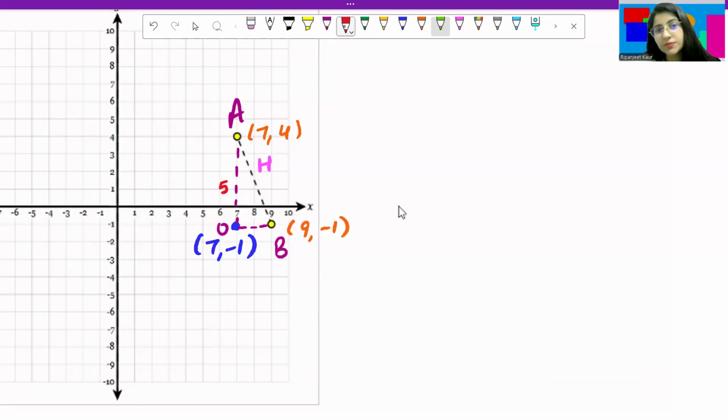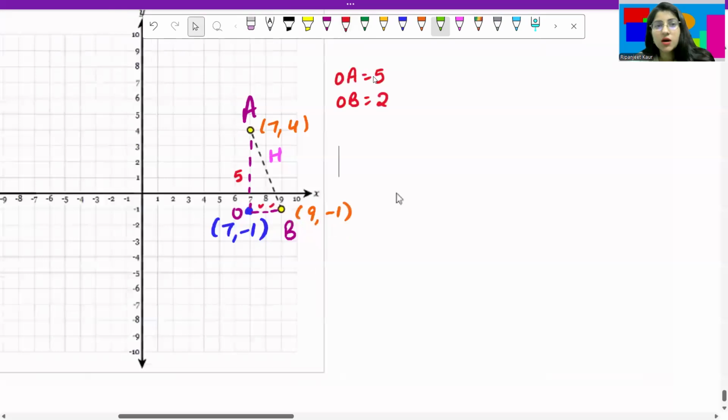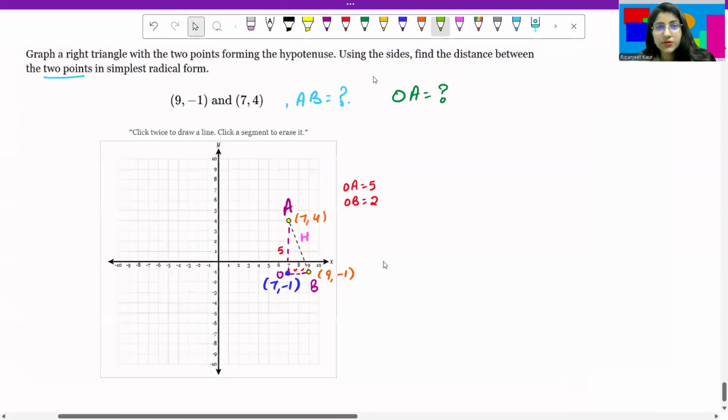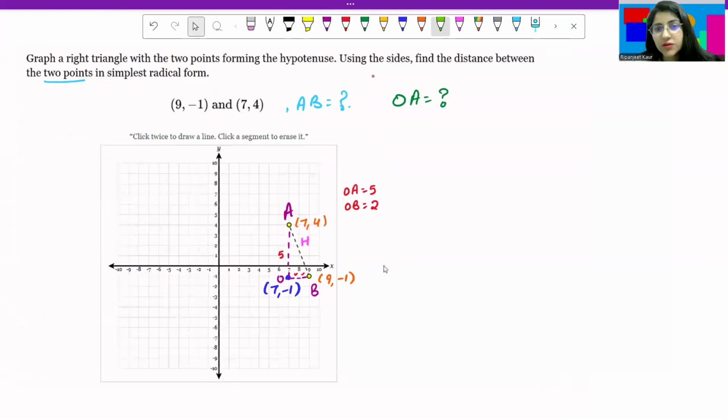What about O to B? OA we know is 5 units. What about O to B? 2. Yeah. So there are only 1, 2. 2 units. Okay. So now we know how much is OA. Now we know how much is OB. Any units they have given? No. They have not given. So this is 5 units. This is 2 units. We want to find out AB. Now what do we do?